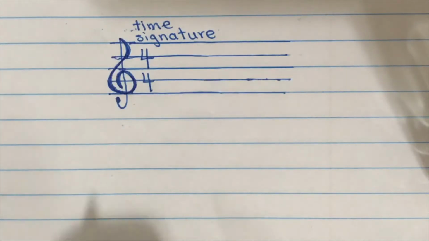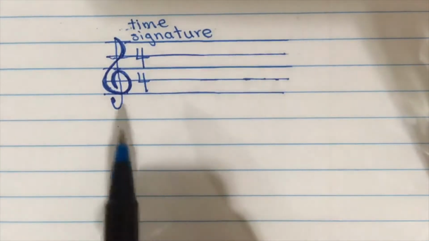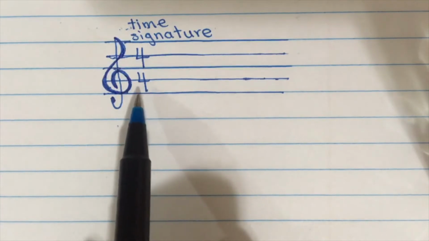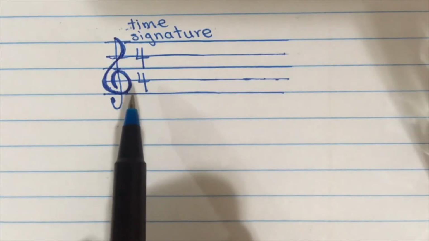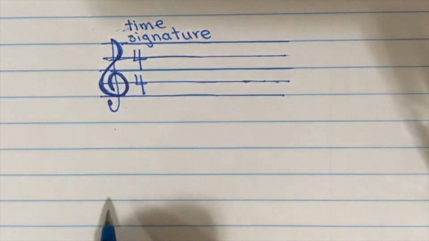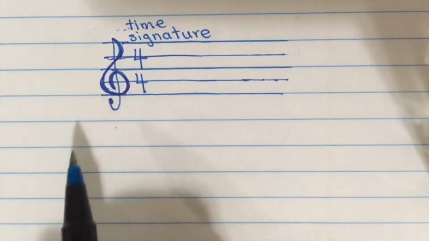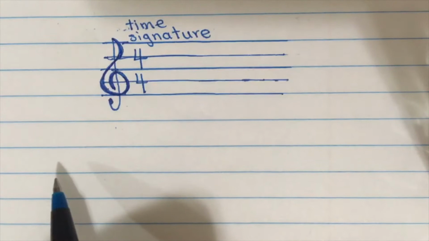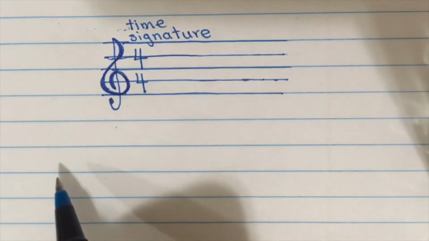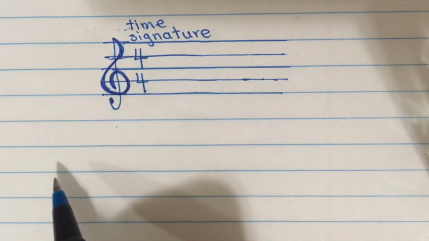Alright, so here we have our staff and we can see that we're in the treble clef, but we also have these two numbers, 4, 4. What does this mean? Well, I've written up here time signature. So these two numbers are called your time signature. And what your time signature does is tell you how many beats you have in a bar. So that will allow you to count your music and make sure that you're playing correctly.